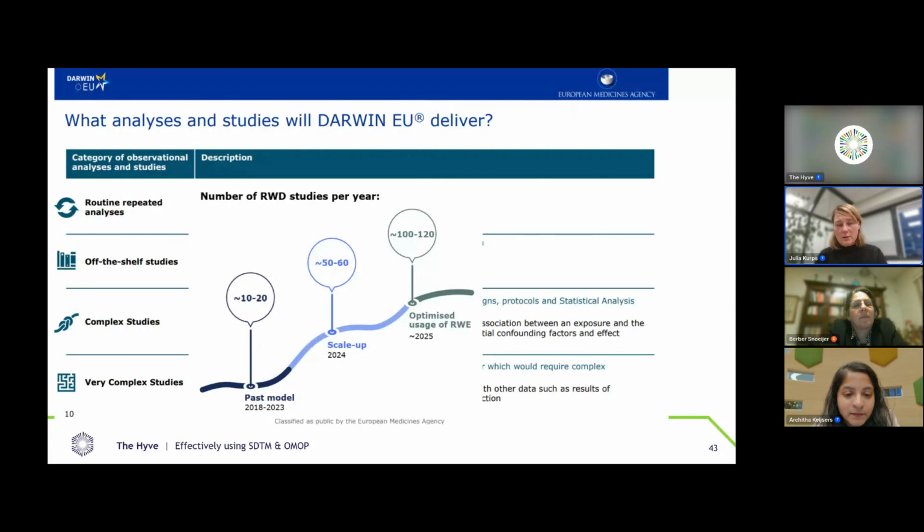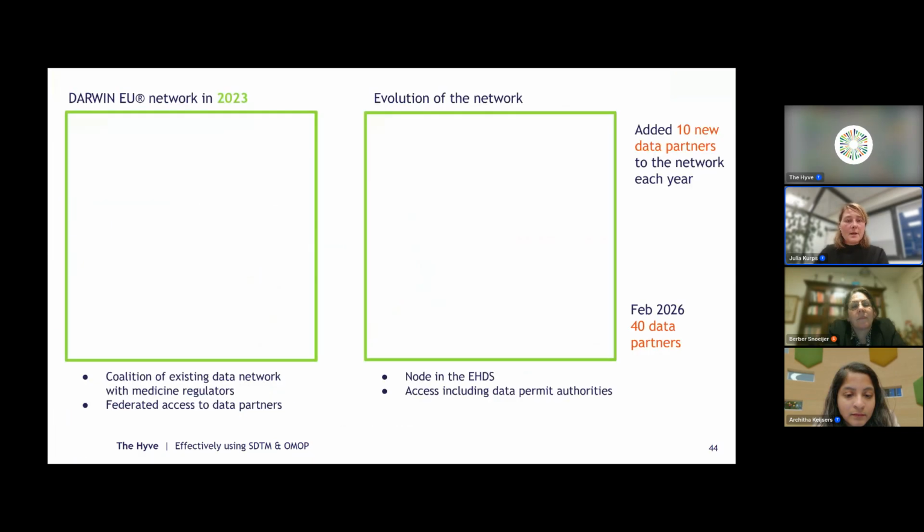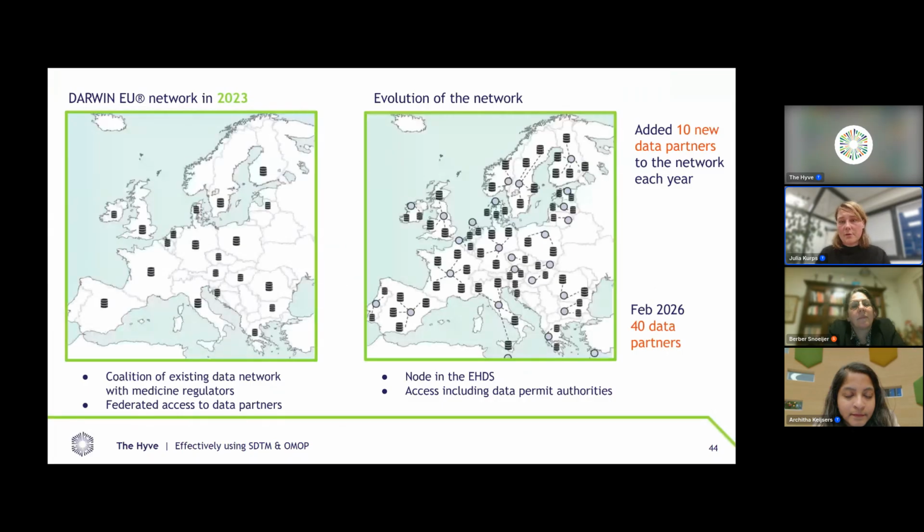We set up the whole Darwin network from 2021, I think, so there are not so many real-world data studies involved yet. Now we're in the scale-up phase, and from now on, the idea is to run up to 100 to 120 studies using real-world data to create real-world evidence every year. And coming back to the network, this is also, of course, growing because we're adding 10 new data partners to the Darwin network each year. So at the end of this year, which ends in February, there will be 40 data partners included in the network.